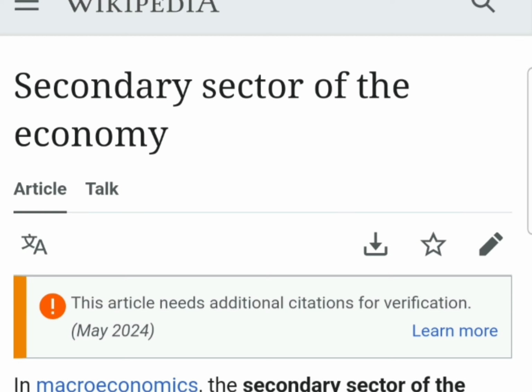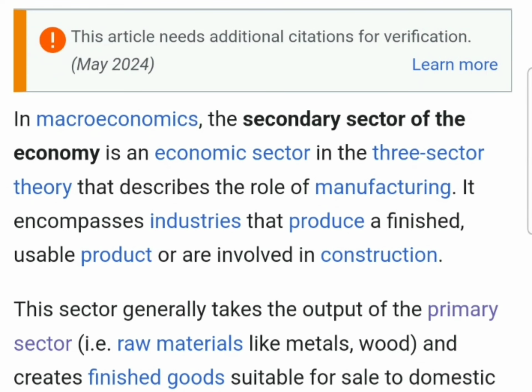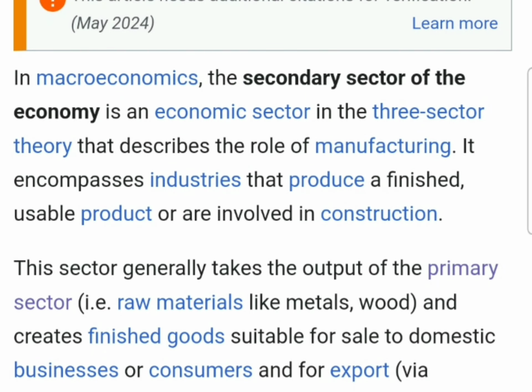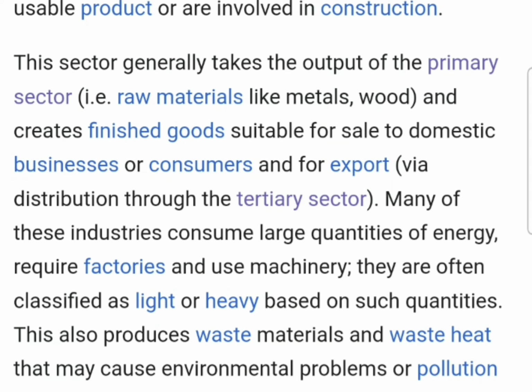The industrial sector is also called the secondary sector of the economy. The secondary sector is an economic sector in the three sector theory that describes the role of manufacturing. The secondary sector produces finished usable products or is involved in construction. It uses raw materials like wood and metals from the primary sector, and creates finished goods suitable for sale to domestic business or consumption and for export.